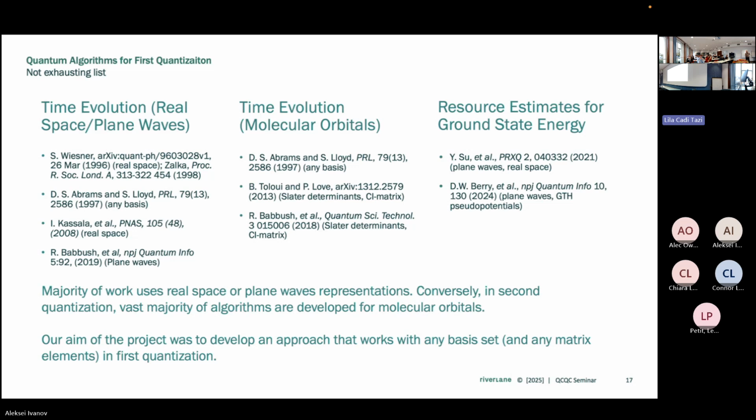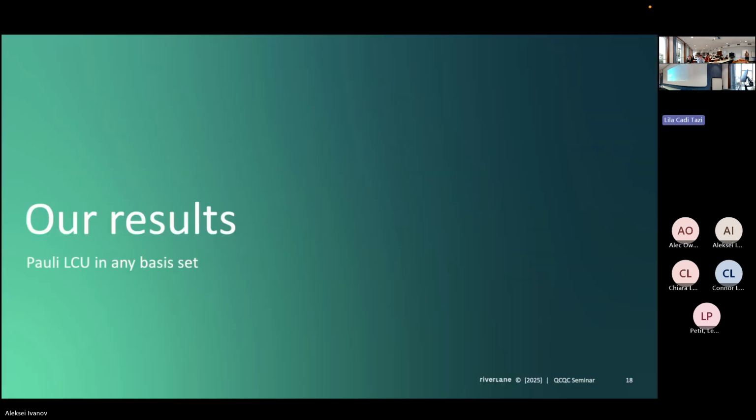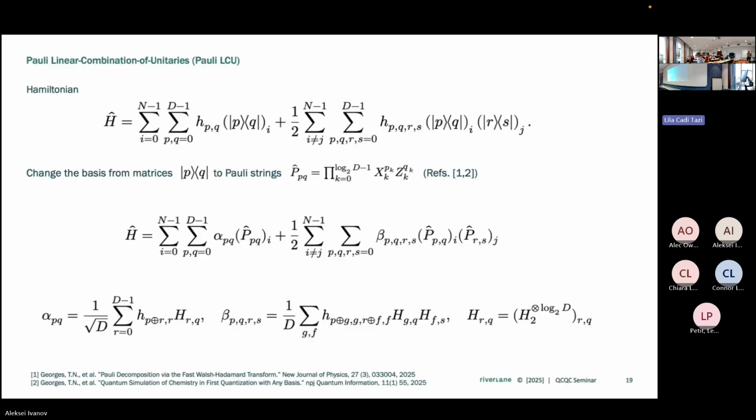Basically, when we were looking into this, we realized there is room for research, for doing some investigation. Let's now push first quantization with an orbital basis set, a molecular orbital basis set, and see how this quantum algorithm behaves. So this was the goal of the project, really. Let's move on to our results. Now I will discuss our paper.